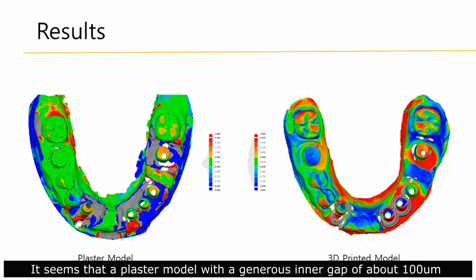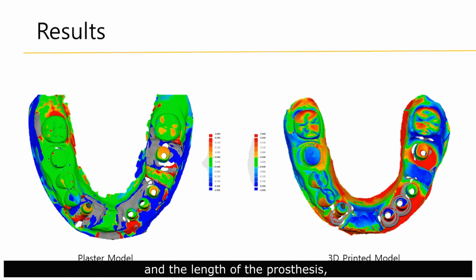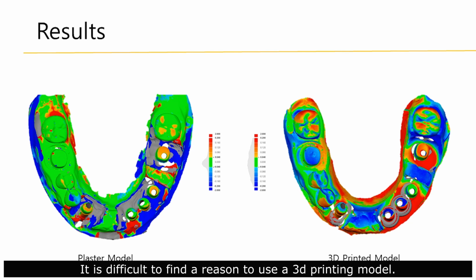It seems that using the plaster model with a generous inner gap of about 100 micrometers, or dividing the prosthesis into several parts to reduce the number of abutments and the length of the prosthesis, and staggering the fabrication, would have achieved a more perfect fabrication. It is difficult to find a reason to use a 3D printing model.